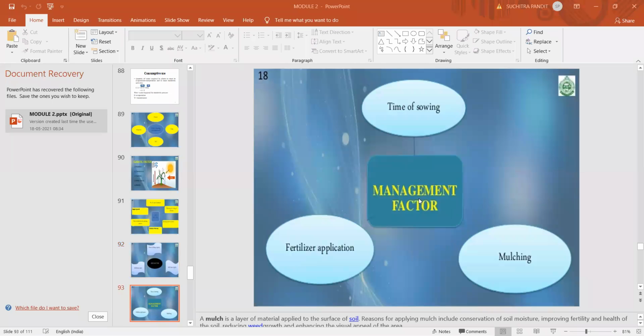Next is the management factor. That is the time of sowing a crop, then applying the fertilizers, then the mulching. Mulching means covering the plant with some leaves so that the evaporation and transpiration losses can be reduced to some extent.